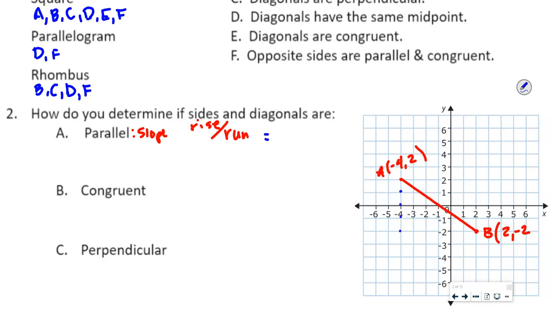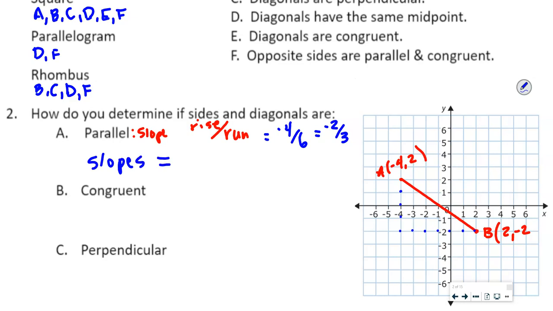So that would be a -4. And then over 1, 2, 3, 4, 5, 6. So that's going to be -4 over 6, and the slope of that would reduce to -2 over 3 because both are divisible by 2. So that's how we determine slope. Now, if another line has the same slope, then those lines would be parallel. Parallel means slopes are equal.